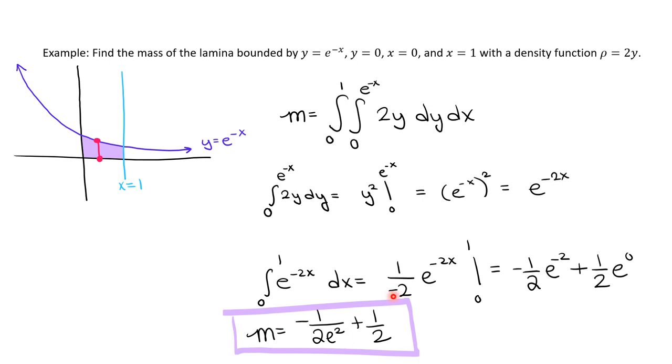I could put that into a calculator if I wanted to convert that into decimal. I don't feel like pulling out my calculator, so I'm just going to leave my answer as mass is negative 1 over 2e squared plus 1/2. All right, so if we want to find the mass of an object, we have to integrate our density function over the area of that object. This idea can be extended into 3 dimensions as well, and we'll see that later on in this video. But if you have a 3-dimensional object in space, you can find the mass by integrating over the volume of that object, so with a triple integral.